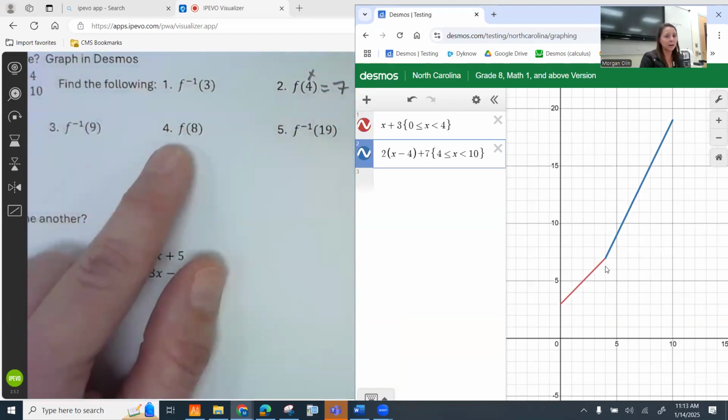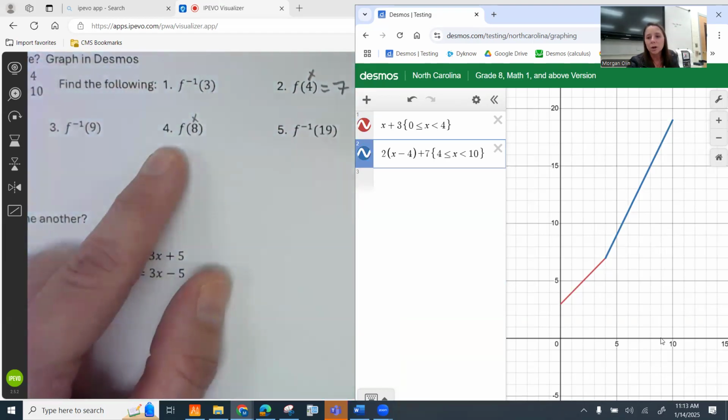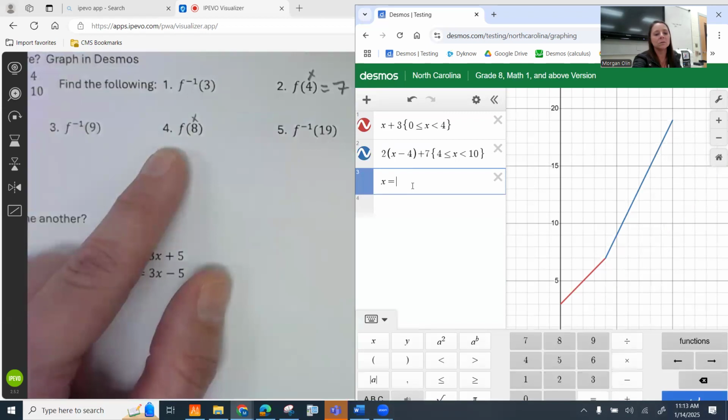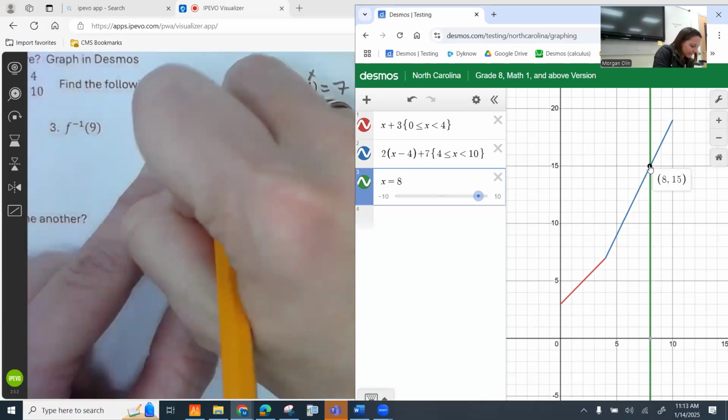So again, like right here, number 4, that's going to refer to the x value, what we're used to. Go to 8. 8's going to be up here. And I just hit it. And I just kind of see if there we go. I saw it for a second. There you go. 15. Okay. You can also say x equals, whoops, not 15. X equals 8. And I'll see that it's crossing at 15.